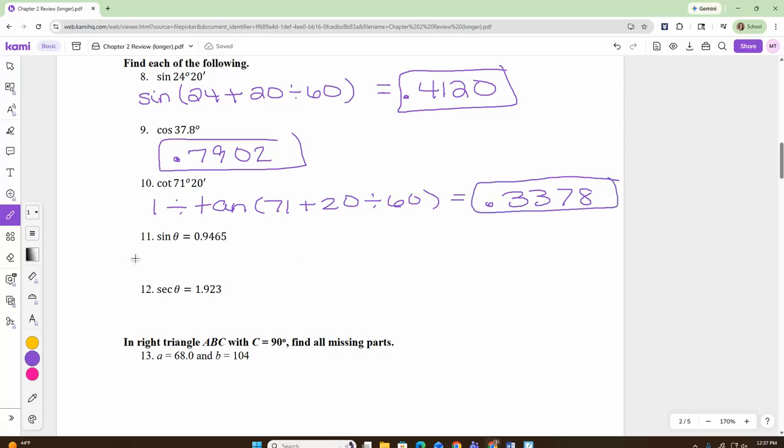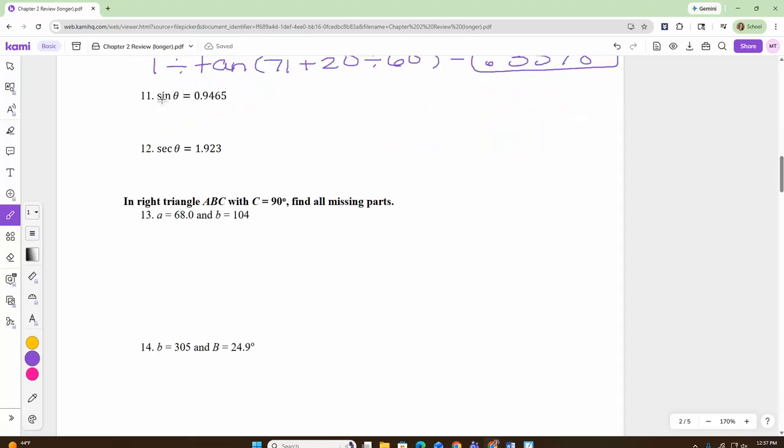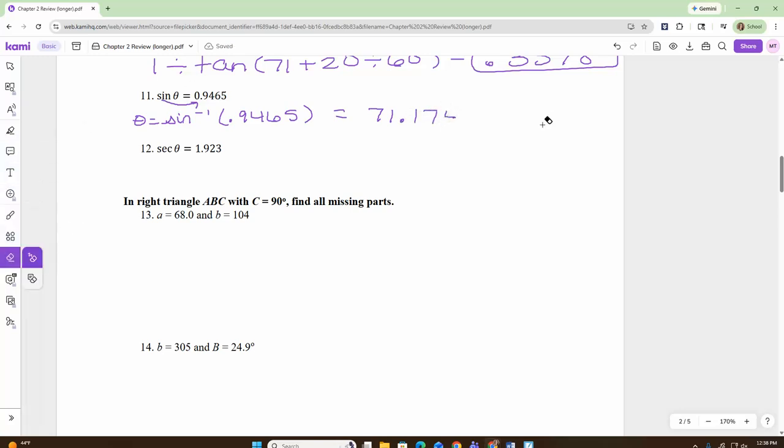All right, questions 11 and 12 are different. What am I looking for on 11 and 12? The angle. If you want to move that sine to the other side, that's when you have to use the inverse. So anytime you're looking for that angle, that will be the inverse, sine -1. So to type that in, you push second sine. This is an angle, so it's degrees. So 71.1735 degrees.